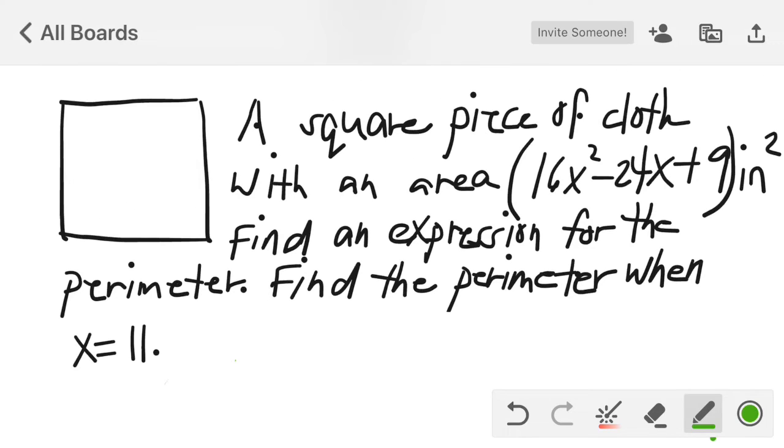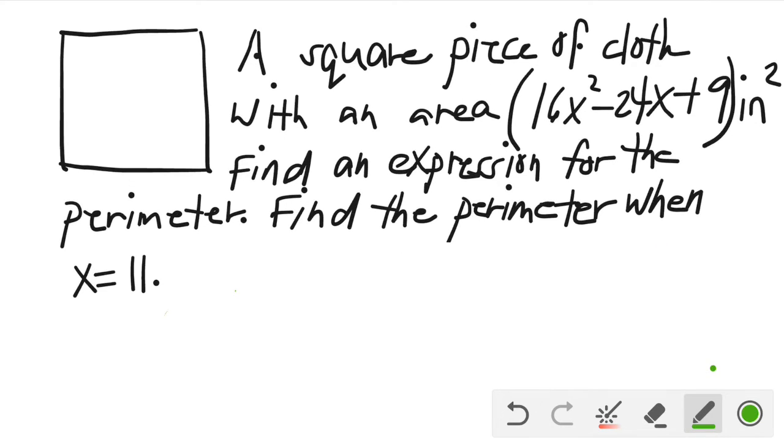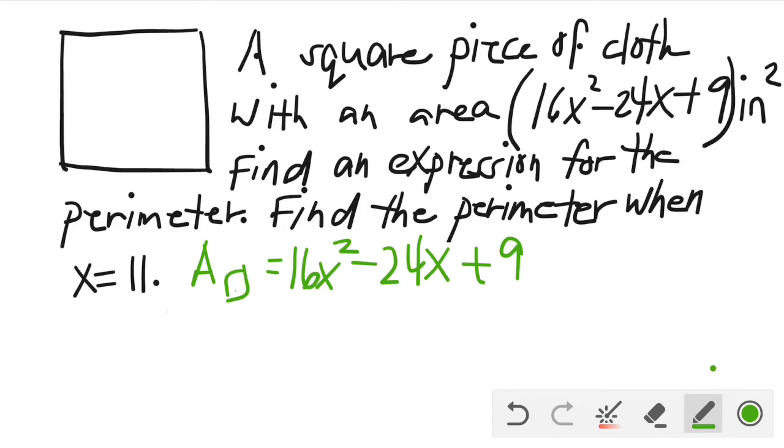Now to a word problem. A square piece of cloth has an area given by 16x squared minus 24x plus 9 square inches. Our objective is to find an expression for the perimeter, and then find the perimeter when x is 11. Let's begin. First of all, you have an area of a square piece of cloth, and you should be able to determine that a square has equal measures across its 4 sides. If so, then the area given for us can be simplified to have factors of (4x minus 3) quantity squared.